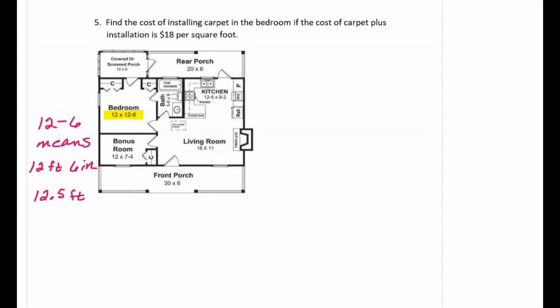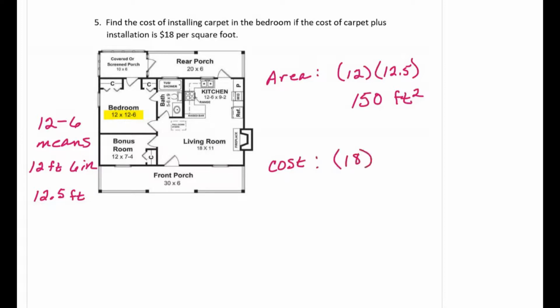Okay, first thing I need to do is to find the area of this bedroom. Then I'm going to find the cost by multiplying the cost per square foot times the area. So the final cost is $2,700.